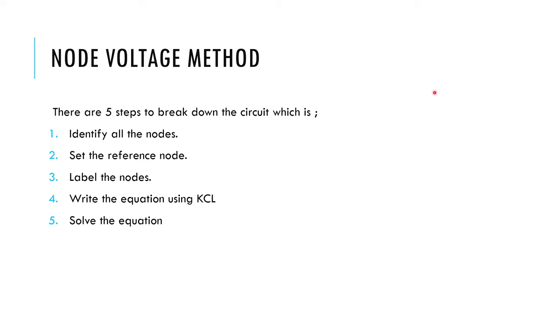There are methods to analyze the circuit which consist of 5 steps. First, we need to identify all the nodes. Second, we need to set the reference node. Third, label the nodes. Fourth, write the equation using Kirchhoff's current law, KCL. And number 5 is to solve the equation.